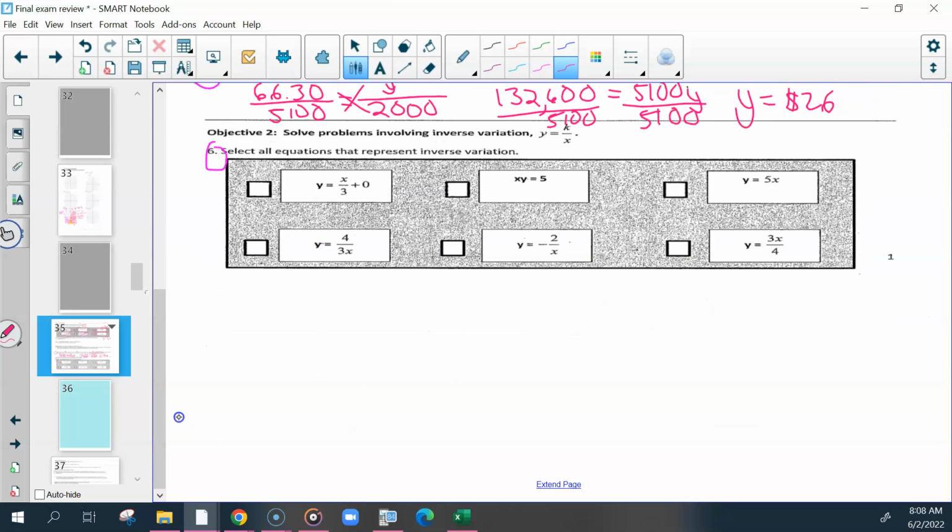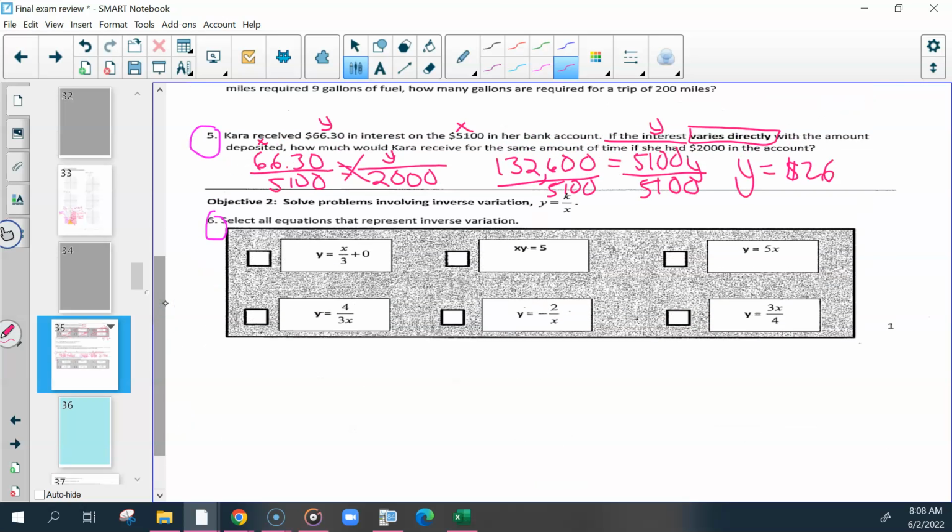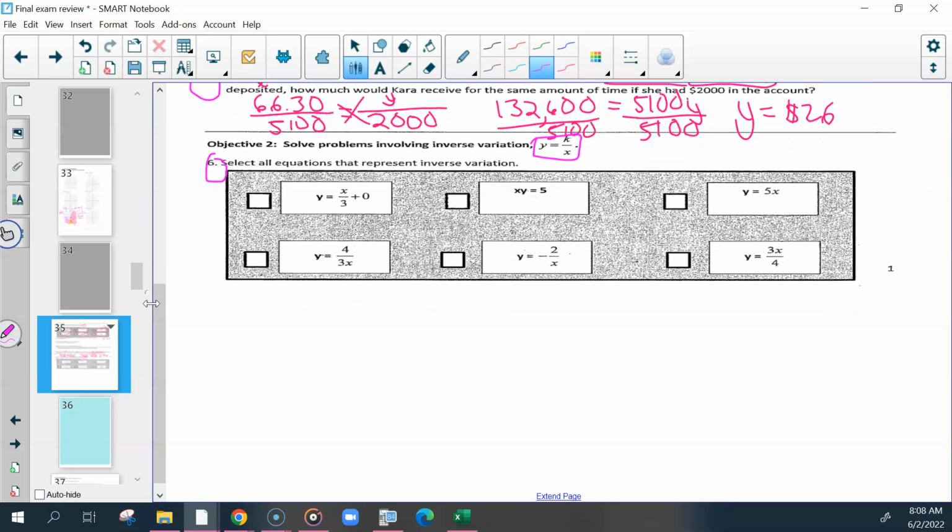For your inverse operation or variations, you're going to be using this format: y equals k over x, where x has to be in the denominator. If you were to graph this, it would make these curve-like things. When I'm looking at these, x is not in the denominator for this first one, so this is out. X is in the denominator, so that would be 1.